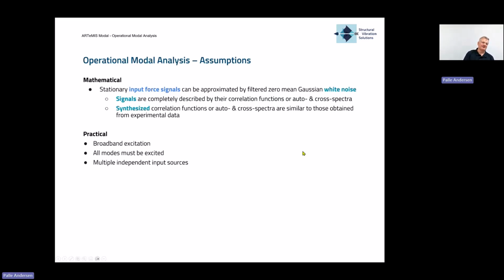In the practical sense, there are these three things that we basically have to take care of. First of all, we have to make sure that when we are doing some kind of measurement on a structure, there has to be some kind of broadbanded excitation available.